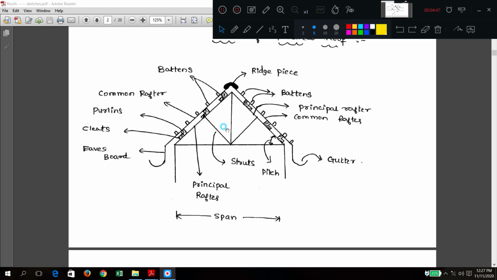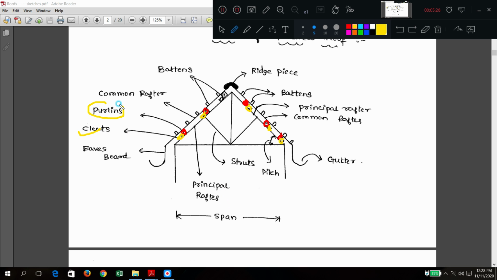Now where are the purlins? In the cross section, purlins will be this member. These are the purlins which run throughout the roof like this. In the cross section they will appear only as a square or whatever the shape. Similarly, where I have shown the cleats, these are the cleats. To support the purlins in their position we have cleats. I hope it is clear now.